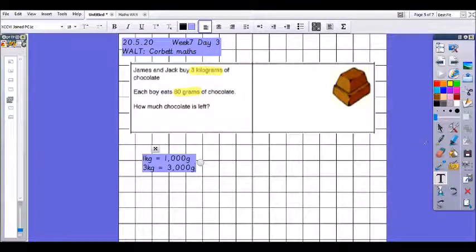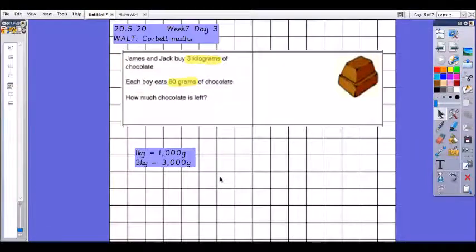Now I've worked this out, I can work out how much chocolate the boys ate in total. It says they ate 80 grams each, and there are 2 boys, so I'm going to do 80 add 80 to work out how much chocolate they ate. So 80 add 80, I know 8 add 8 equals 16, therefore 80 add 80 is going to equal 160. So they ate 160 grams in total. Now we want to work out how much chocolate is left, so we are going to take the amount we started with, which was 3,000 grams, and then take away how much they ate, which was 160.